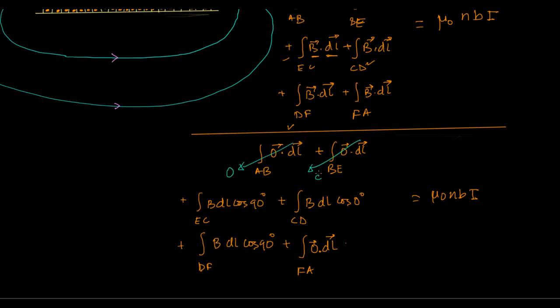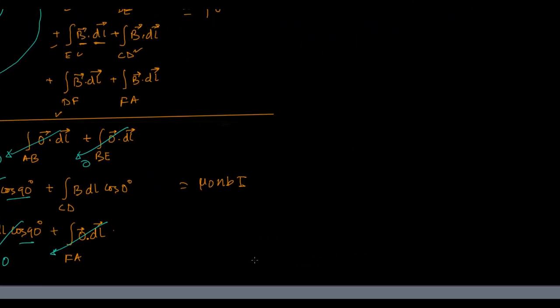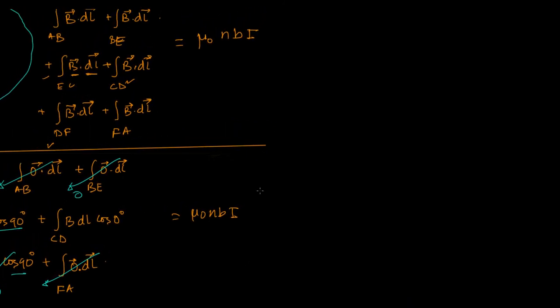This is zero, this is zero, this survives, this is zero, because cos 90 is zero, here too cos 90 is zero, and this is zero. So there is only one term that remains, that is B real cos 0. Cos 0 is 1, B is a constant, so B comes out of the integral. So it becomes B integral dl is equal to mu naught n b I.